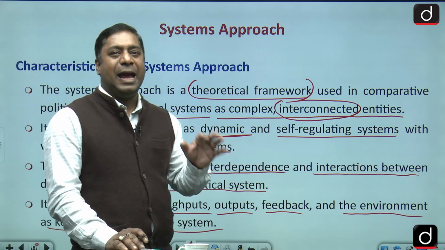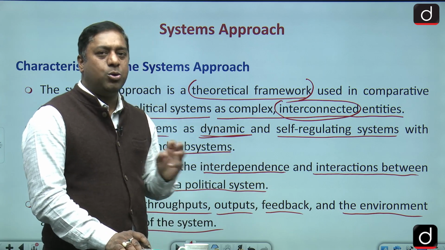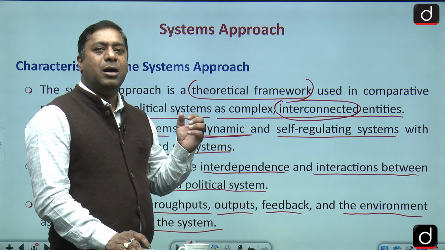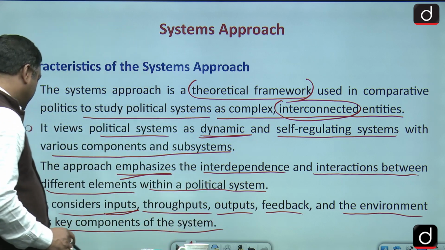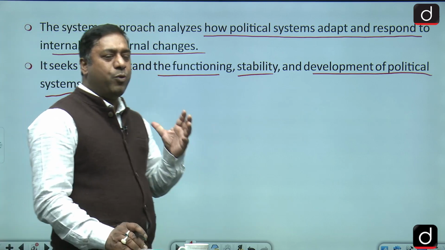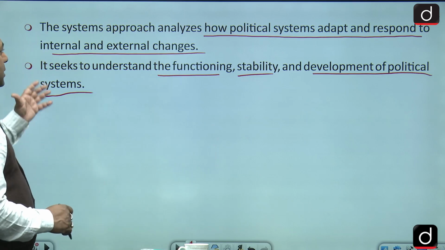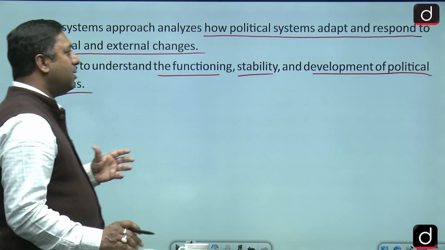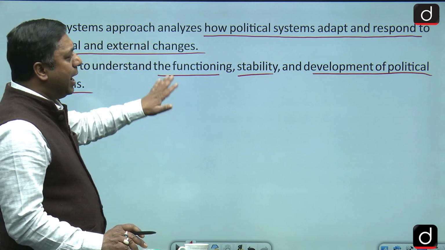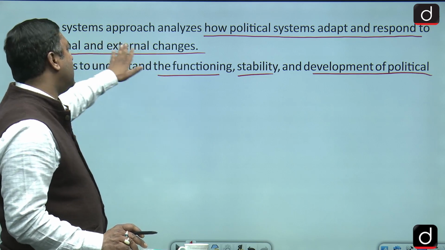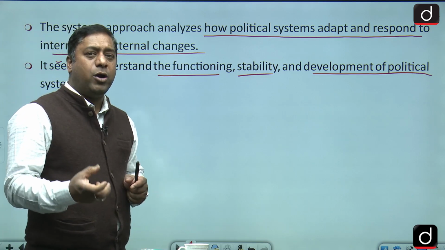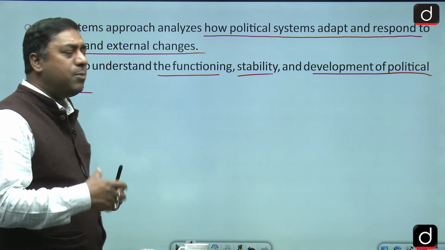Plus the key elements of a political system according to this approach are input, throughput, output, feedback, and environment. These are the famous ones here. And feedback is very important according to this. This systems approach also analyzes how political systems adapt and respond to internal and external changes. That means whatever internal and external changes are there, according to that, how do the political systems adapt to them.